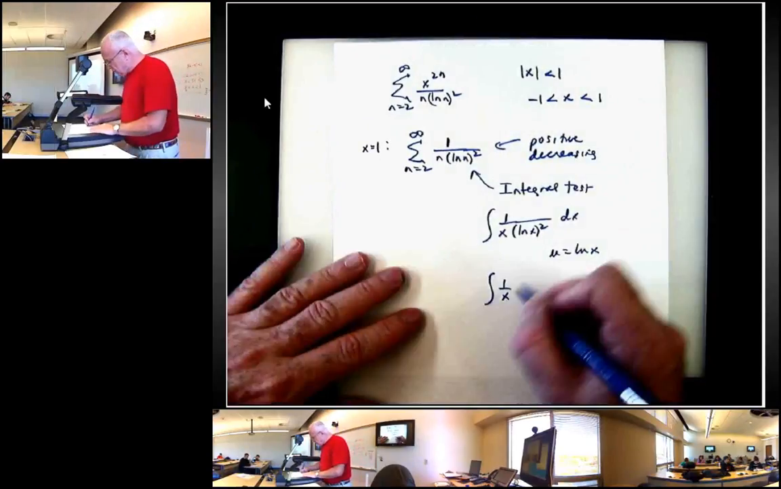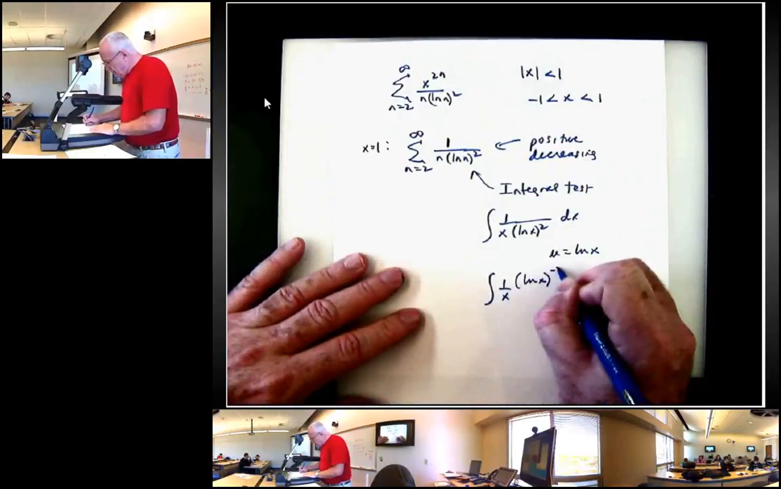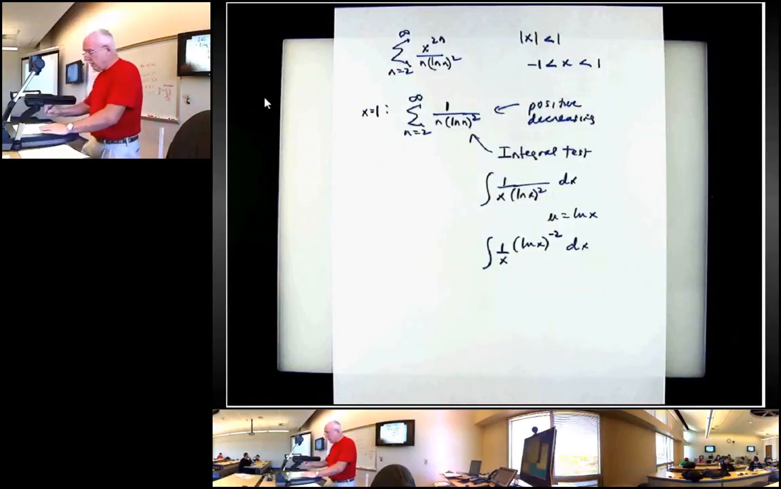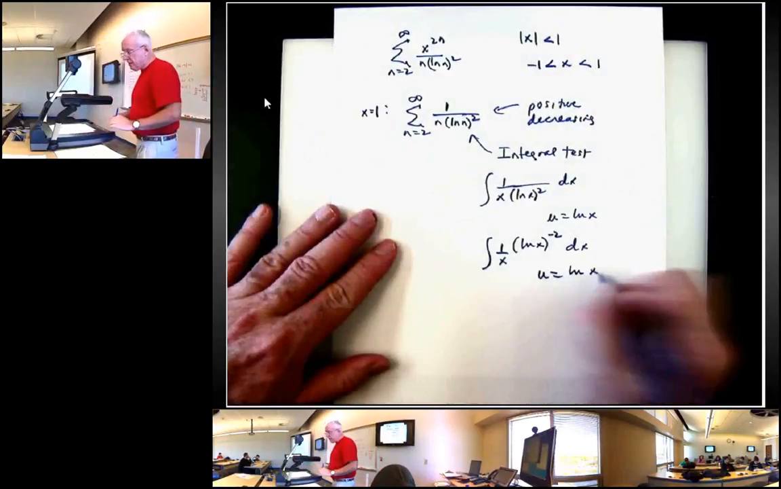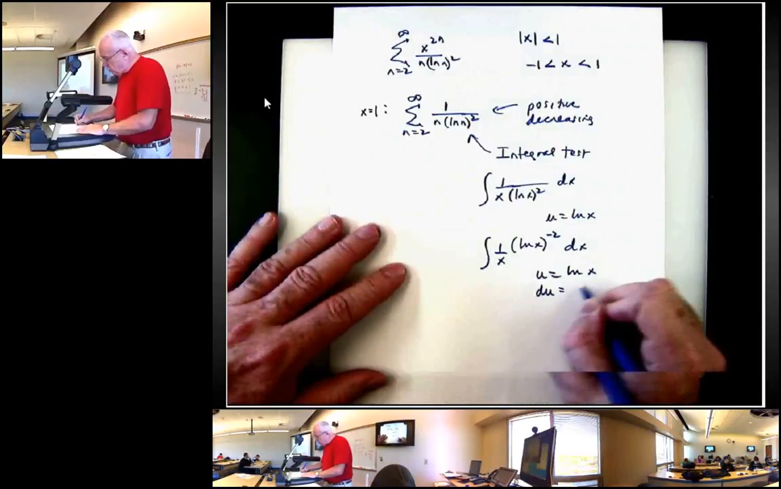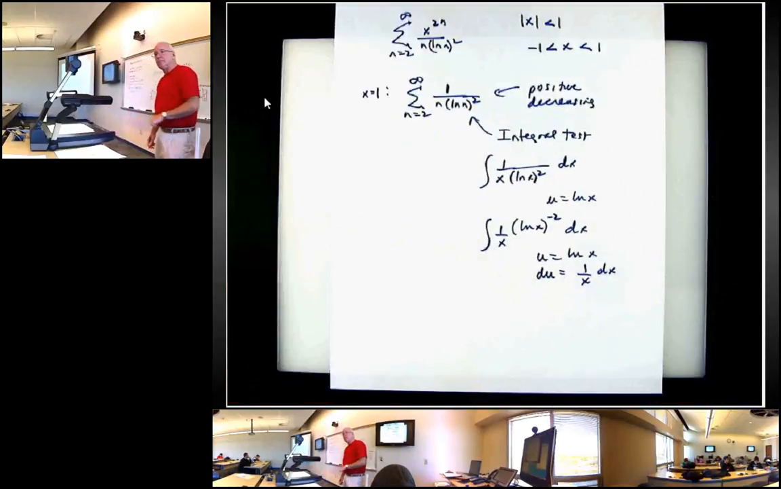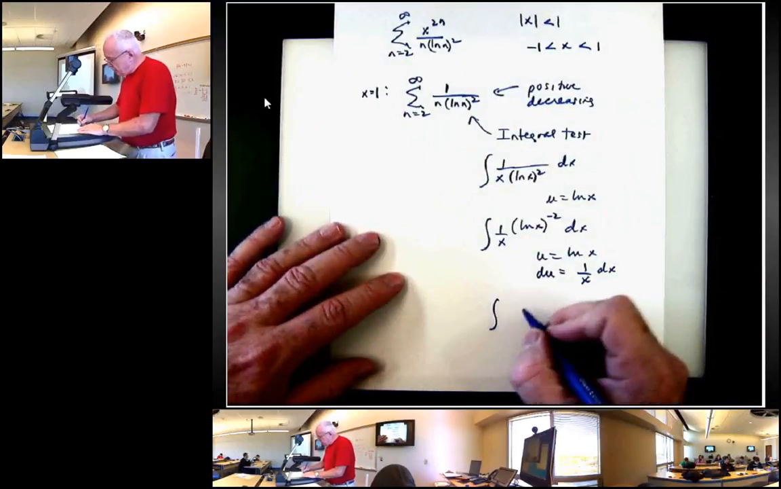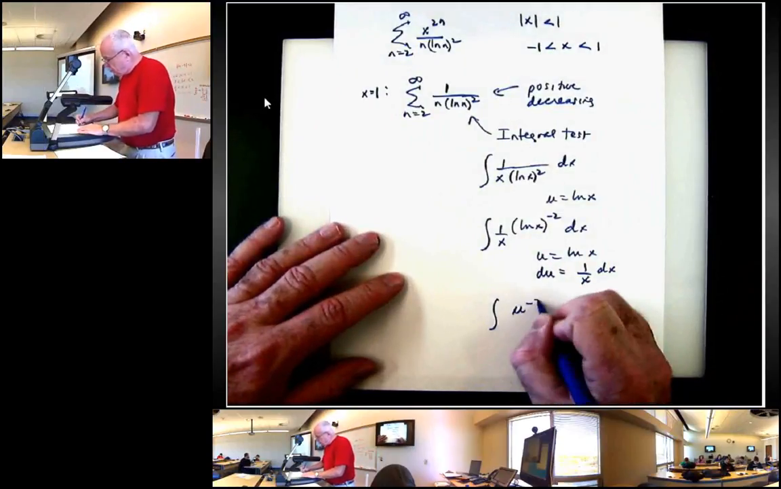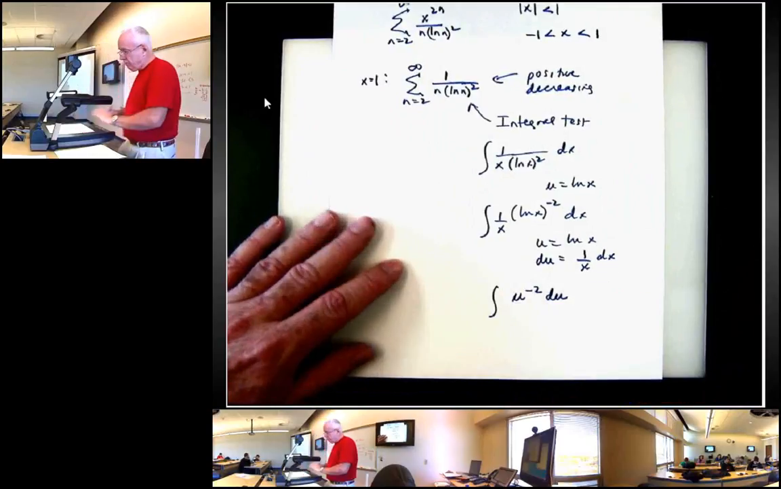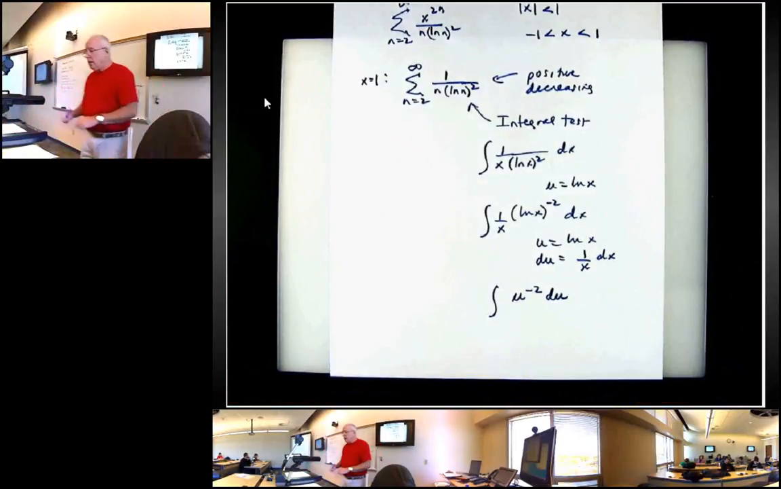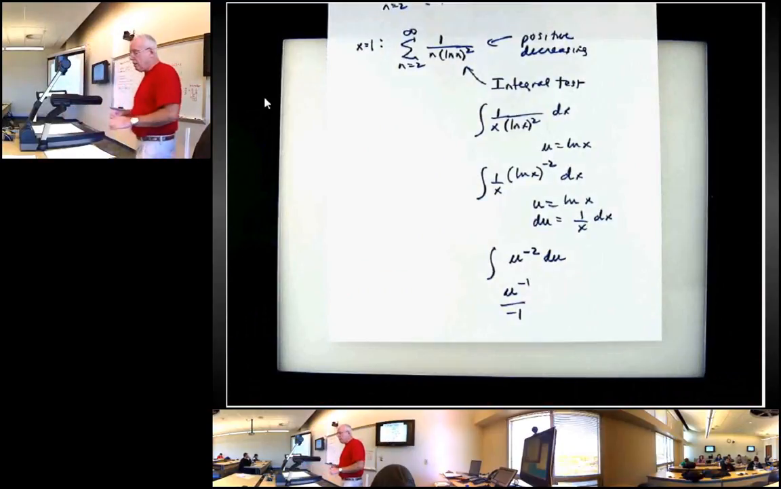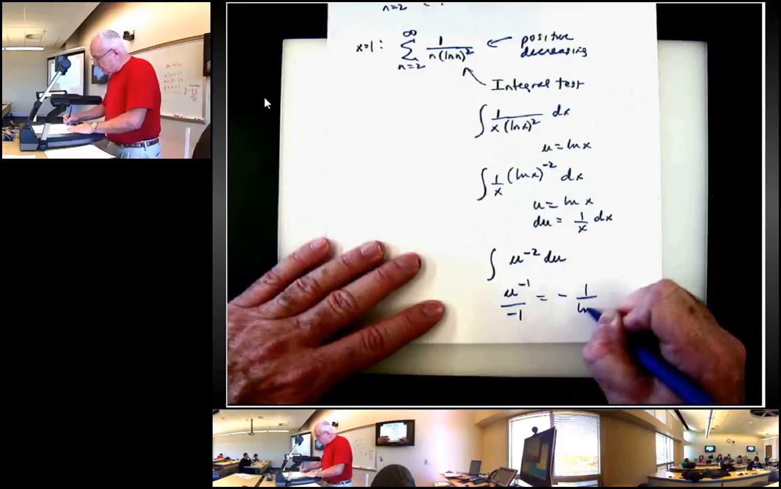Okay. So here, this is really 1 over x times the ln of x to the -2 power. And if I have u equal to the ln of x, du is 1 over x dx for my substitution. So this just becomes u to the -2 power du. And so when I take the antiderivative, this is u to the -1 over -1, which is -1 over the ln of x.